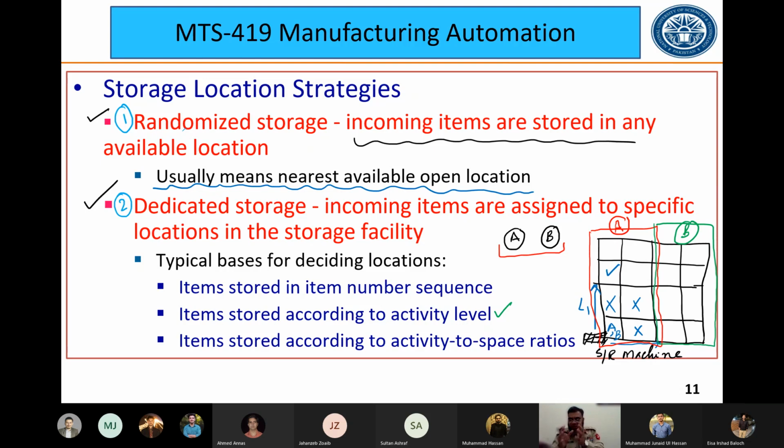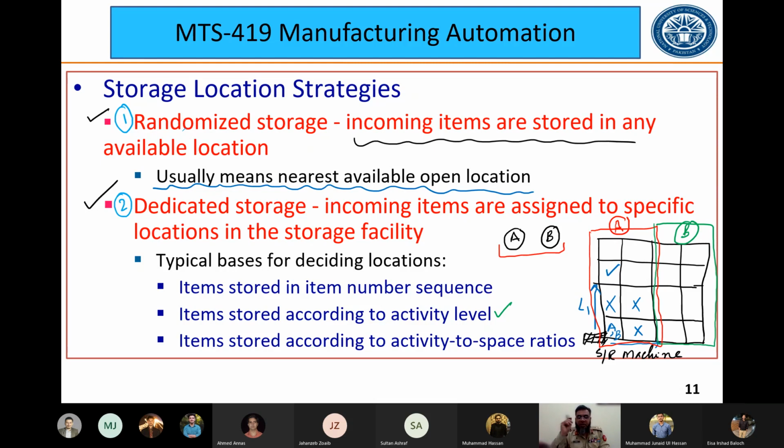So if I look at this strategy which I have made here, you can very well find out that SKU A has a higher activity level, so that is why it is kept closer to the SR machine. I repeat, SKU A has a higher activity level, so it is kept closer to the SR machine, and B has a lesser activity level, so it is stored at a location which is at a more distance as compared to A.